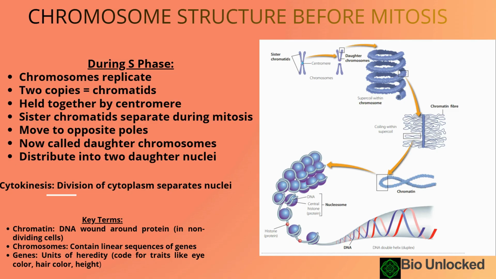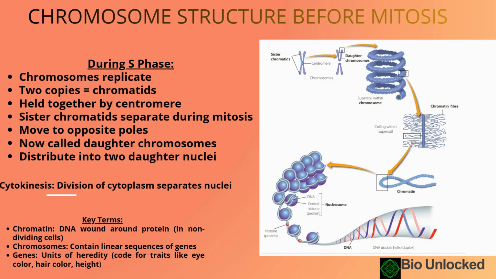Before we dive into mitosis stages, let's understand chromosome structure. In non-dividing cells, DNA is wound around protein. It's called chromatin. Chromosomes contain linear sequences of genes, units of heredity coding for inherited characteristics like eye color, hair color, height. Now, each organism has a set number of chromosomes. Humans have 46, like I said before. Platypuses have 52. Even lettuce has 18. It's all set for the species.